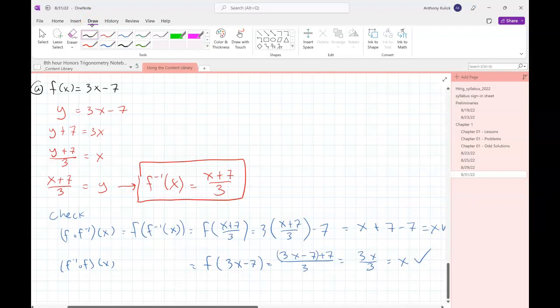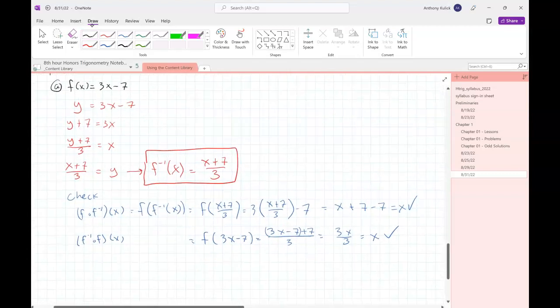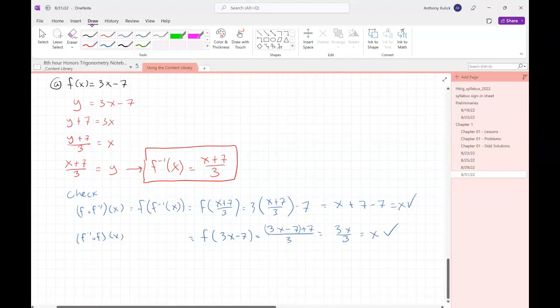What do you guys think? Cool? Again, you don't have to check these unless you're directed to. But if you're like, I wonder if I did that right, there's your check. All right. We ready for this to start getting tricky?